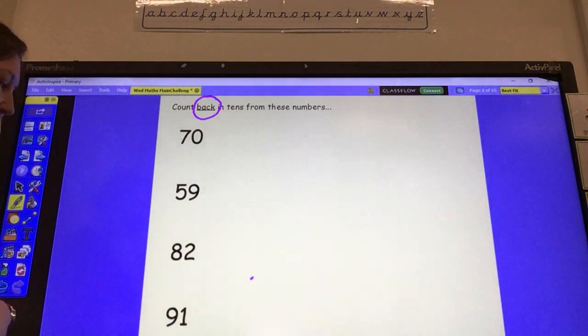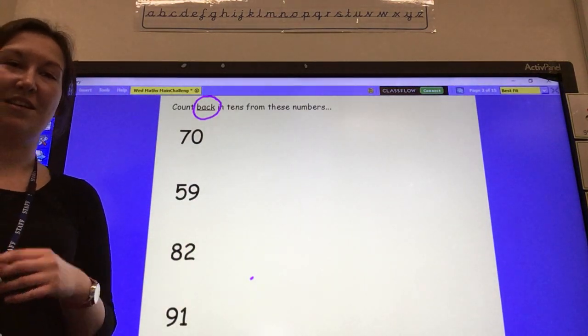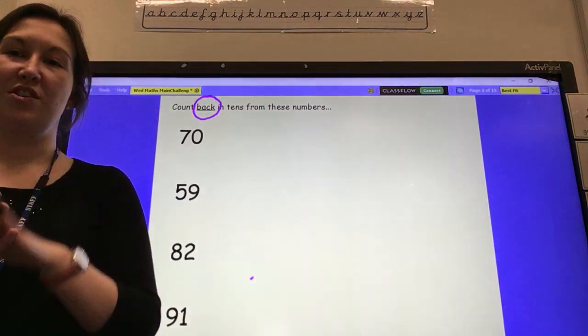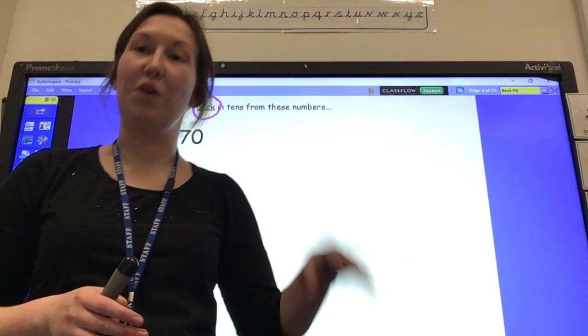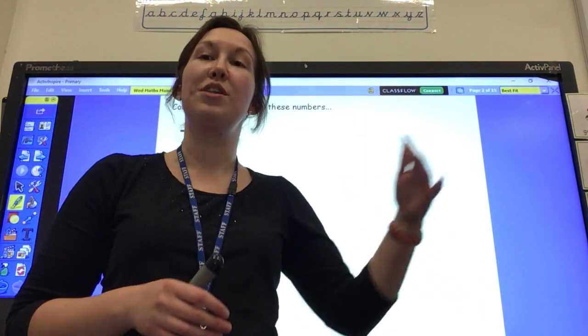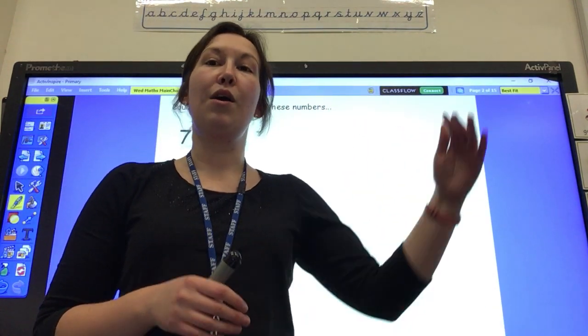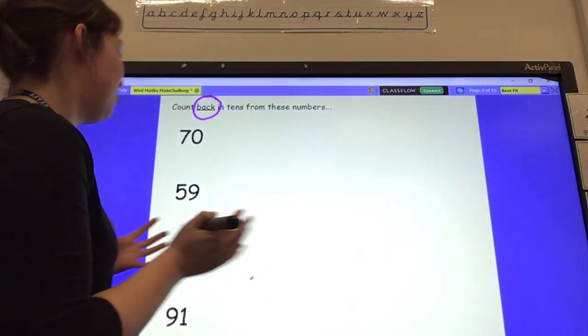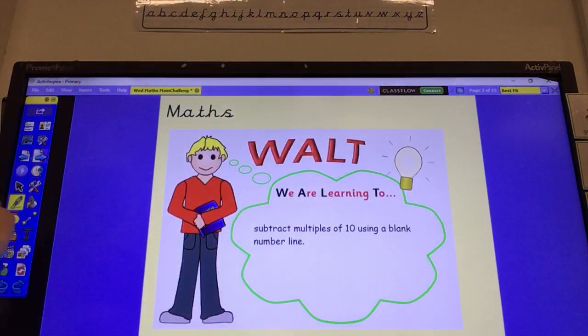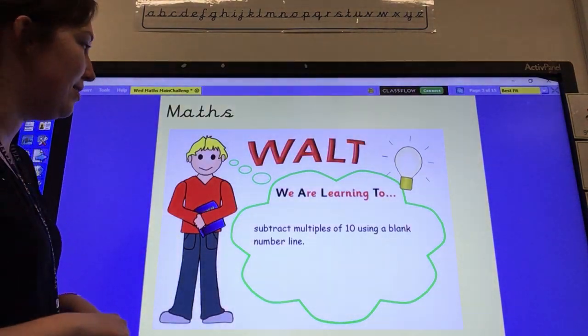And 91, can you count backwards in tens? And I'm sure that you will practice this. So 91, 81, 71, 61, 51, 41, 31, 21, 11, 1. And again, we're on 1, so we don't actually have 10 that we can subtract there. So well done to everybody who successfully counted backwards in tens.